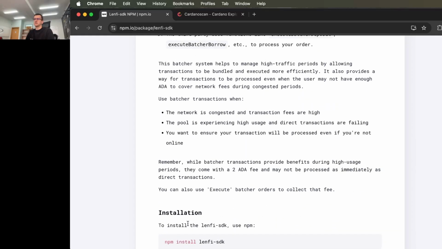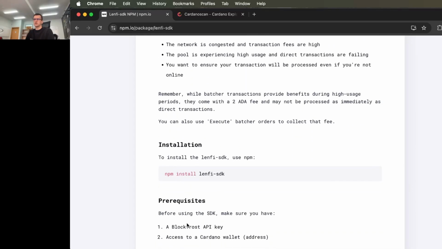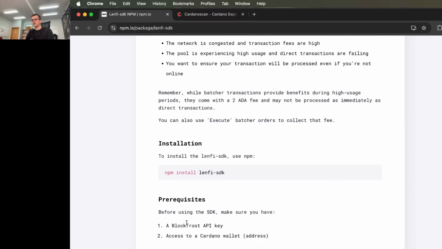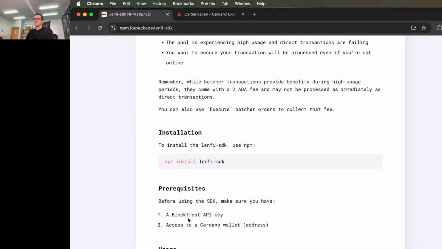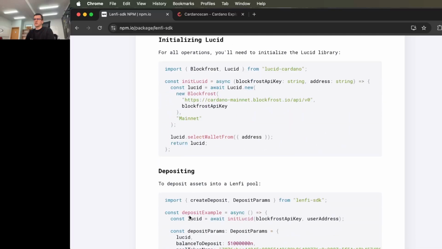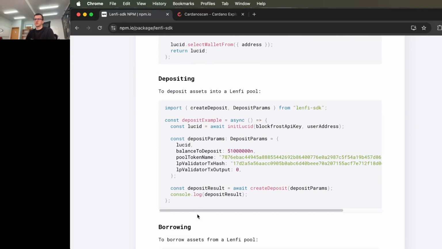Next, it does use Lucid as well as Blockfrost, so you must have Lucid in your project as well as a Blockfrost API key, and you need to provide your wallet key so the function can balance the transaction inputs and outputs. For example, here is a depositing action where Lucid is initialized and depositing parameters are passed.